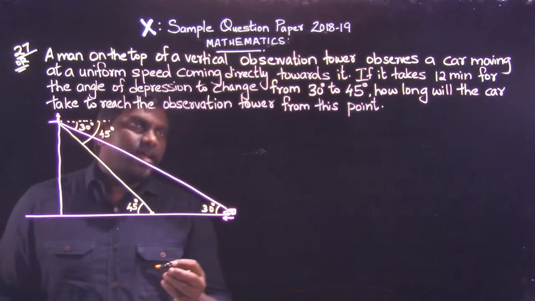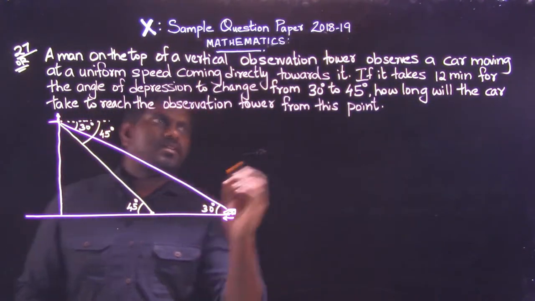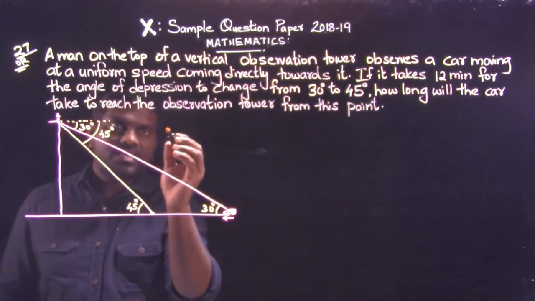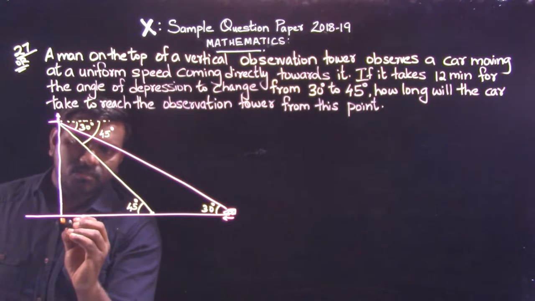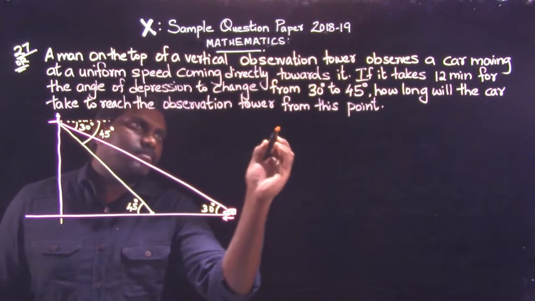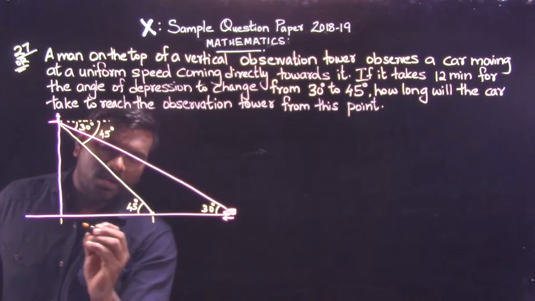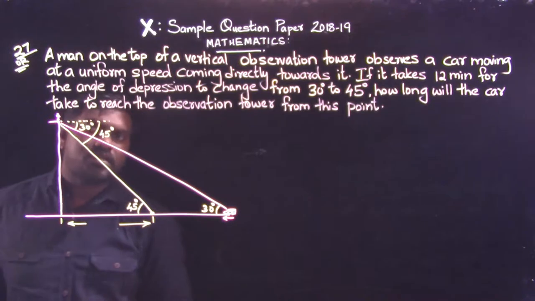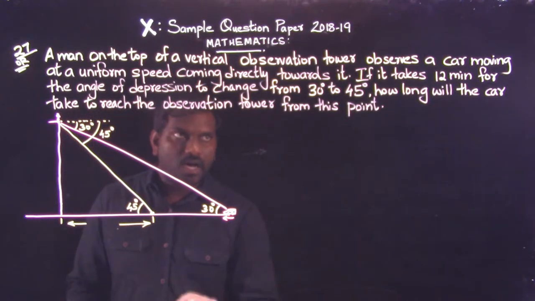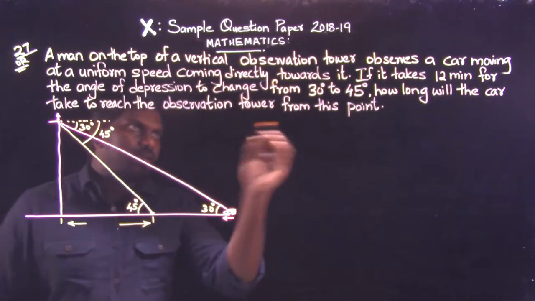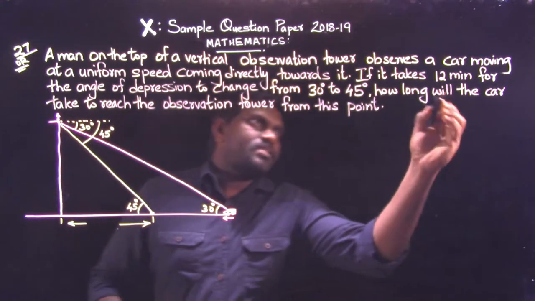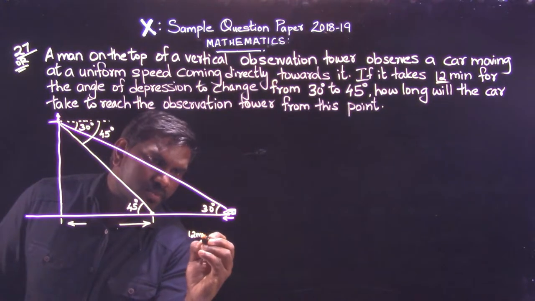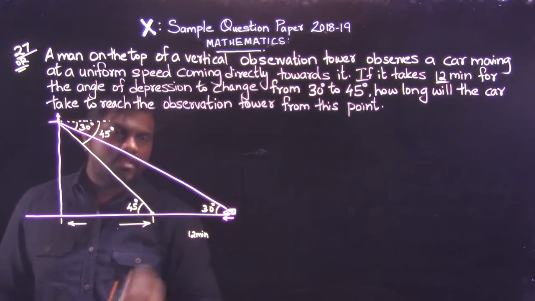So 45, and it's been asked to find how long the car will take to reach the observer. So reach this point. How long will it take from this point? So the time taken is what is asked. And also something else is given here regarding the 12 minutes. So it took around 12 minutes to reach here, isn't it? From here to here, it's 12 minutes.